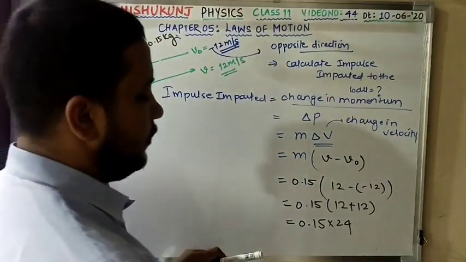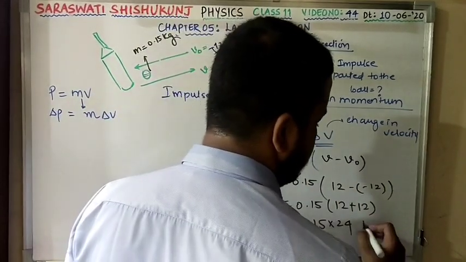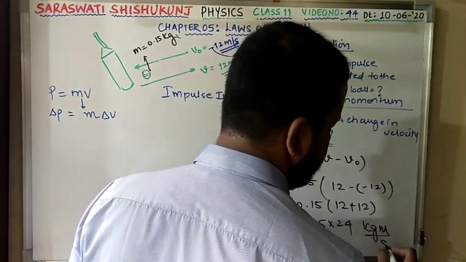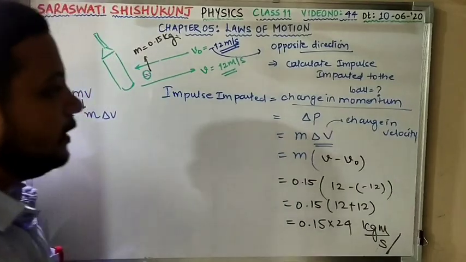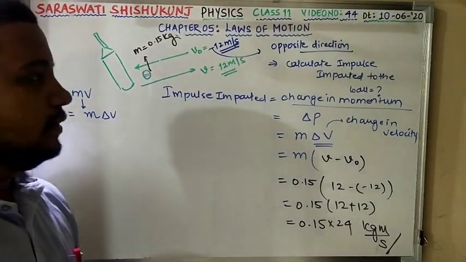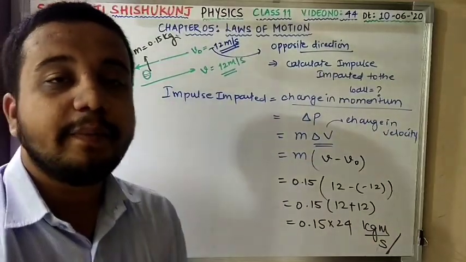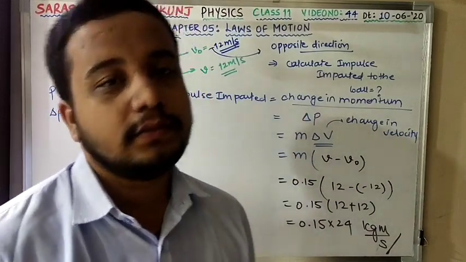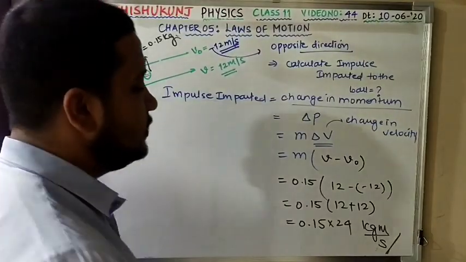If you calculate this answer, you get the value in kg meter per second. This impulse will be imparted to the ball. Is that clear? And the direction of the impulse imparted is from batsman towards bowler.